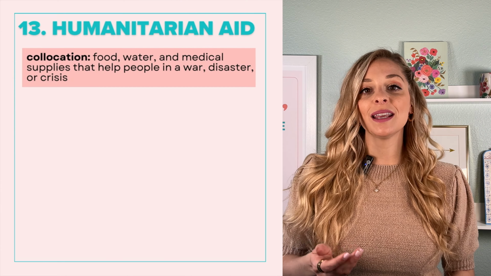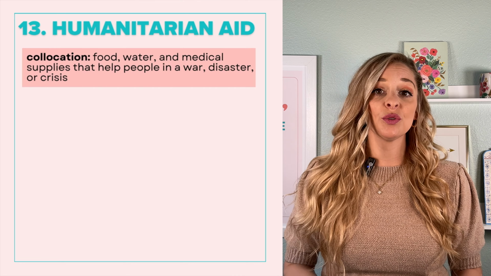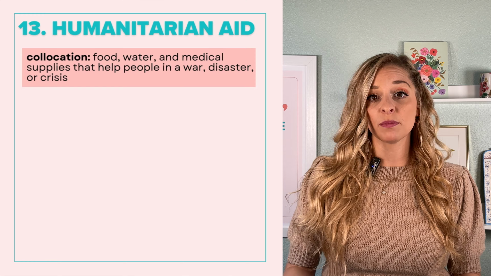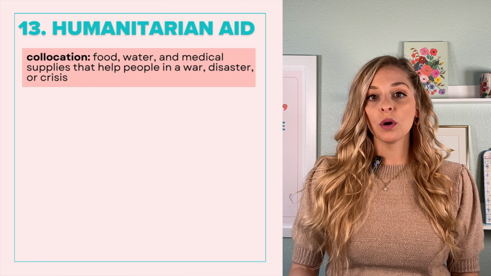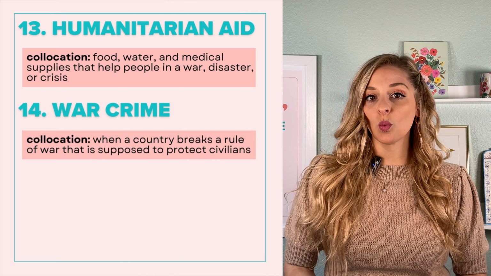So it can also be really interesting to see how the vocabulary and word choices we make really reflect our political opinions. And word number 13 is humanitarian aid. This collocation refers to food, water, and medical supplies that help people in war, crisis, or disaster. And word number 14 is war crime.